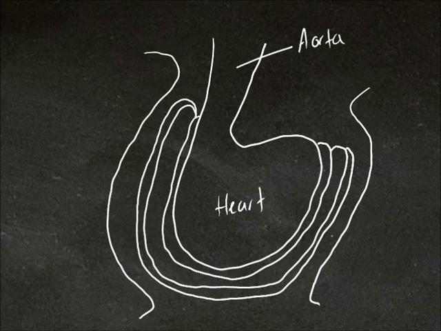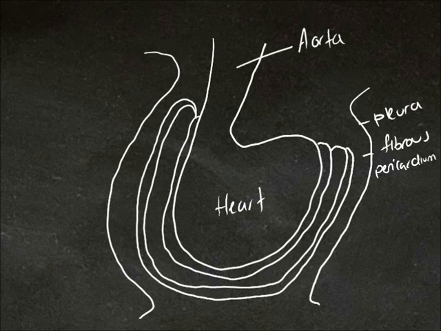And let's go over the linings. First of all, we have the pleura, and this is what's covering the lungs. Then we have fibrous pericardium. Then we have a serous pericardium lining, which is here.